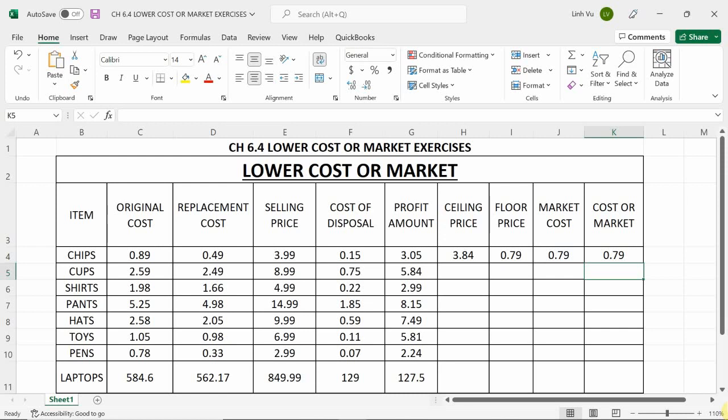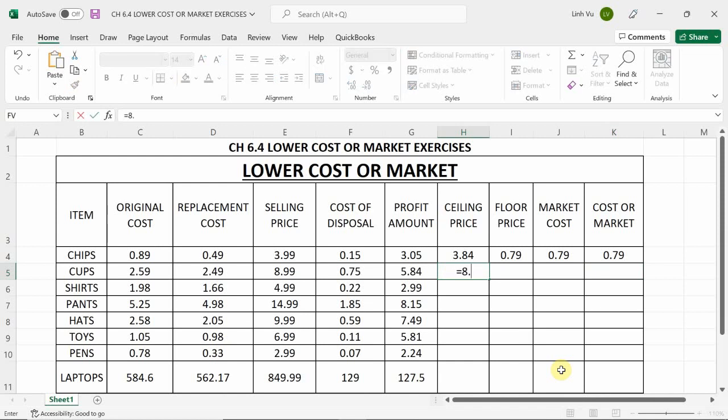The second one is we bought some cups, right? We purchased them at $2.59. Right now, they tell me it's at $2.49. I sell these cups at $8.99. To dispose of them is going to cost me 75 cents. And the amount of profit I want to get out of it is $5.84. So again, how do I solve for my ceiling? Selling price minus cost of disposal.